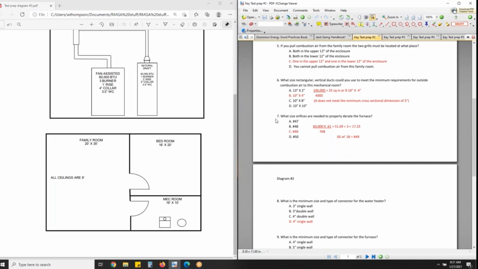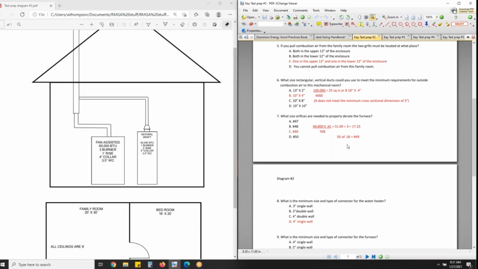Yeah, absolutely. Okay. So they're asking us what size orifices are needed to properly derate the furnace. So the first thing I do is I go over to my diagram. They're talking about the furnace and orifice sizing. So what do I need to know about the furnace? Well, I need to know it's 60,000 BTUs, and I need to know it has 3 burners, or however many burners they tell you, and the pressure I'm dealing with. And I can tell you this now, every test question is always going to be on 3.5 inches of water column. Okay.